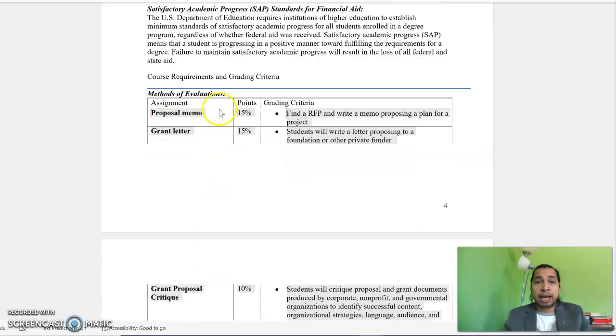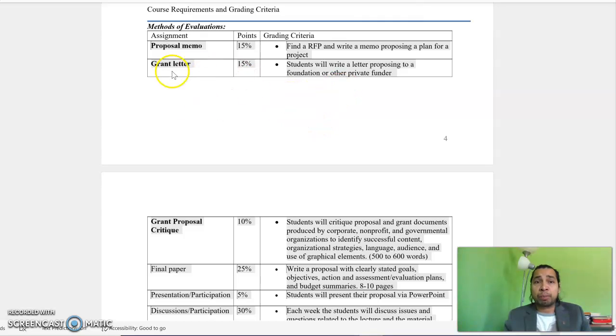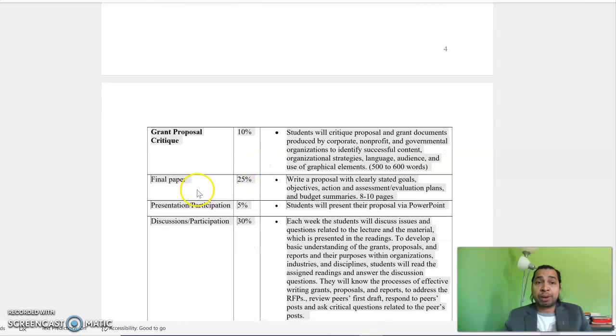And then there are the methods of evaluations. You will have access to them, so please, you will prepare a proposal memo that covers 15%. You will write a grant letter, which covers 15%. There's a grant proposal critique, which covers 10%. You'll have a final paper.